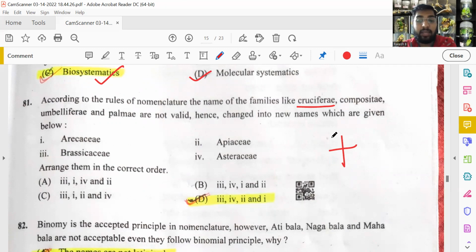Because all the families' names should end with -aceae. That is the rule according to the code. So they have changed all the older names, but these families are retained, as even the older names have become very famous. So we are maintaining even the older names. Umbelliferae is your coriander family, called Apiaceae. Palmae is your areca nut, coconut, all those things. It is an Arecaceae member. So based on that, option D is the right answer.